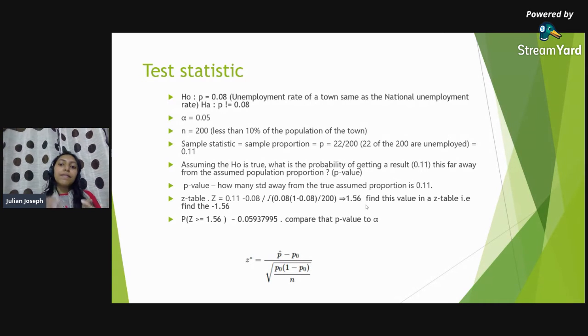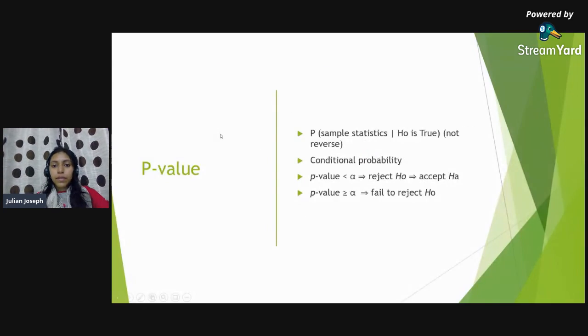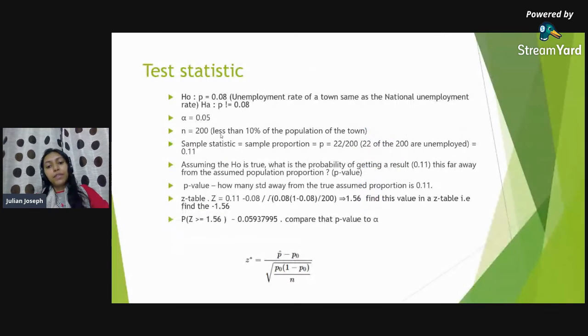So here what we need to do is find the value of this 1.56 in the z table, and that will give you the probability. Here I'm trying to find the probability that the z value is greater than or equal to 1.56. That value comes up to 0.059, and we compare it to alpha, our level of significance. If this value is less than or equal to alpha, then you reject the null hypothesis and accept the alternative hypothesis. If it's greater than alpha, you fail to reject.